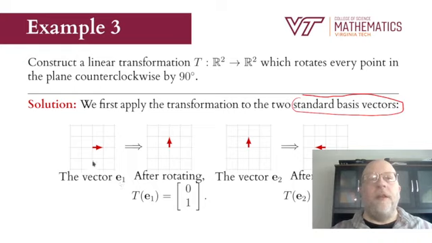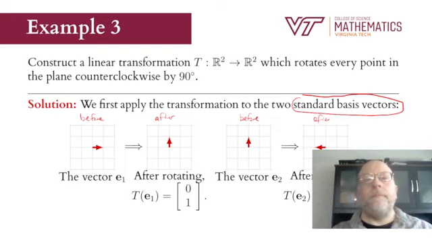So this is the vector e1. It's 1 unit to the right. And then after we rotate, we get 1 unit up. And then e2 is 1 unit up. But after we rotate, we get 1 unit to the left. So this is what happens before and after. And then again, before and after.